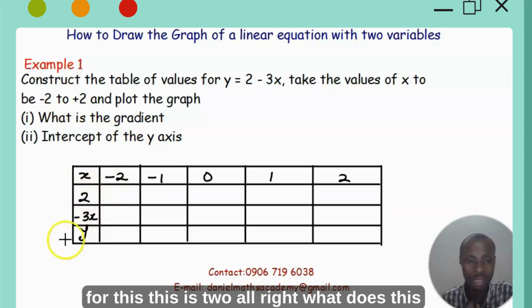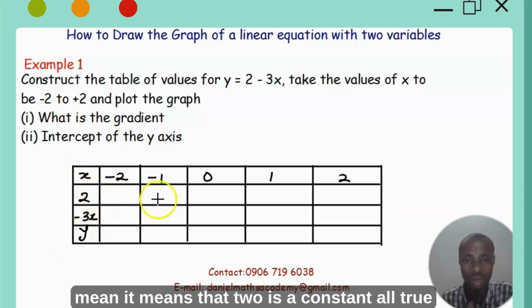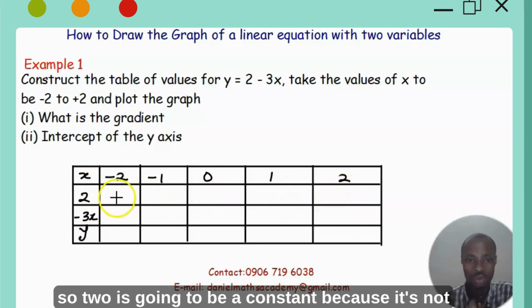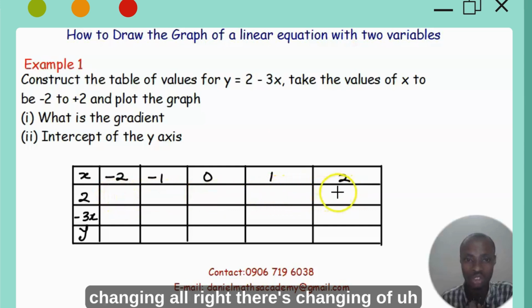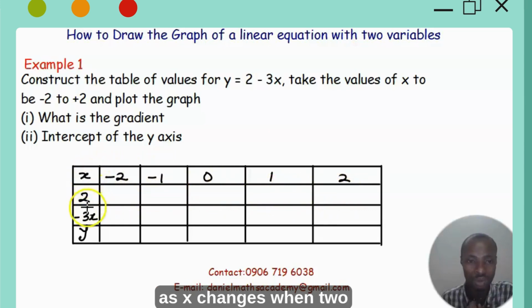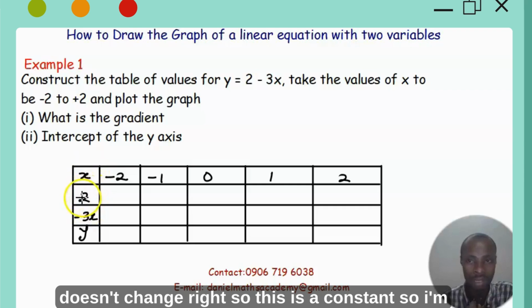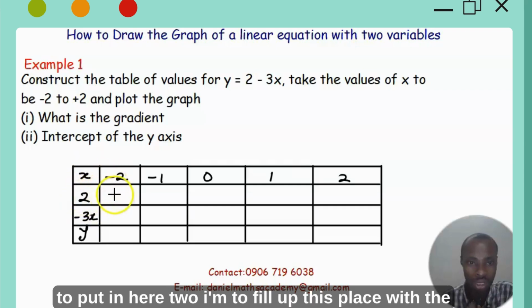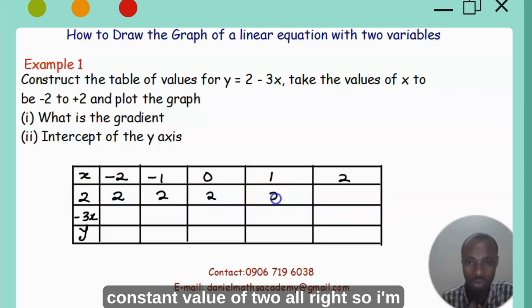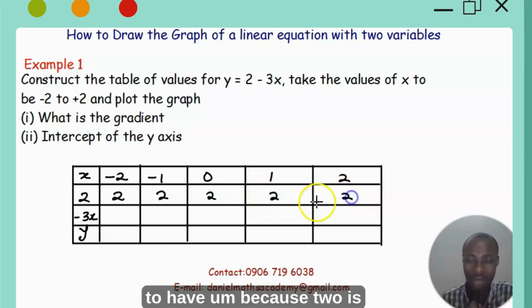This is 2. What does this mean? It means that 2 is a constant all through, because it's not changing. As x changes, 2 doesn't change, right? So this is just a constant. I'm going to put in here 2. I'm going to fill up this place with a constant value of 2, because 2 is not changing.